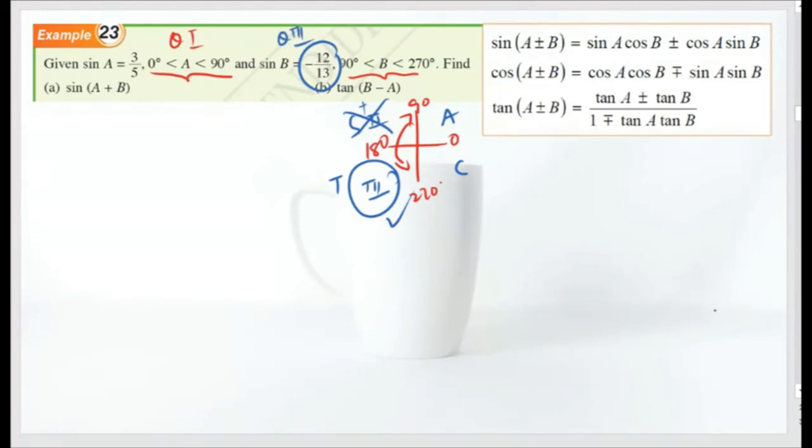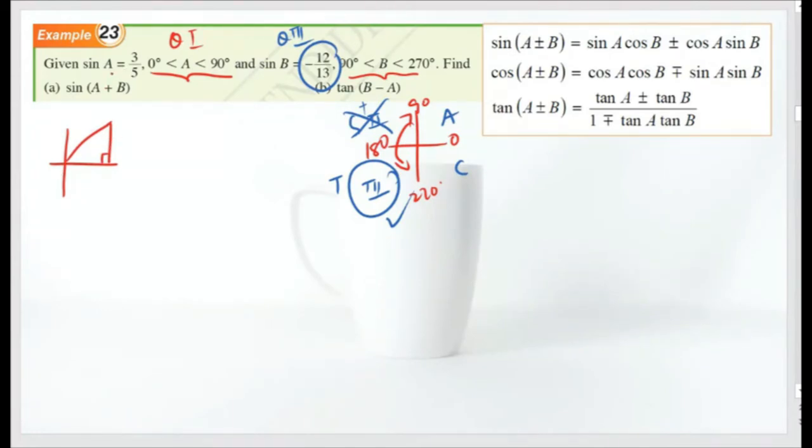Okay, so this is the important thing. The first thing you have to determine is which quadrant. If you get it wrong, then everything is wrong. Now we go back to angle A first. Sine A is in the first quadrant, which is easy. So you draw your right angle triangle in the first quadrant.